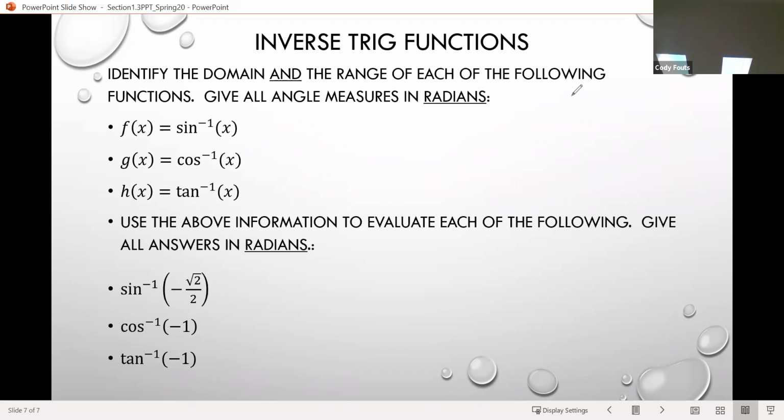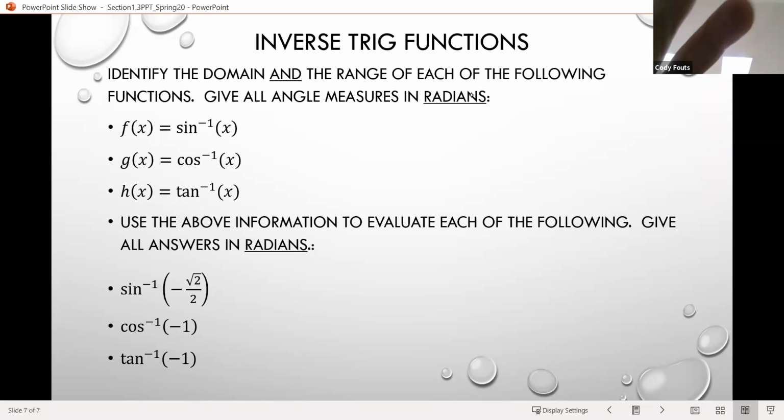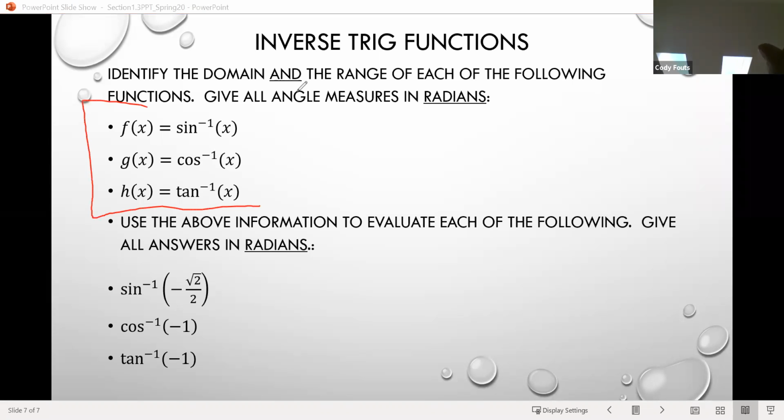All right, and then the last thing for this video and this PowerPoint is we are talking about inverse trig functions here. We ended sections 1.1 and 1.2 talking about trig functions, and we're going to do a similar thing here. Up at the top, I've given you a list of the three basic inverse trig functions and asked you to identify the domain and range of each.